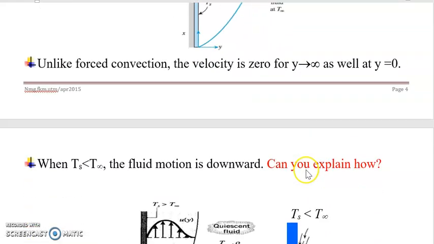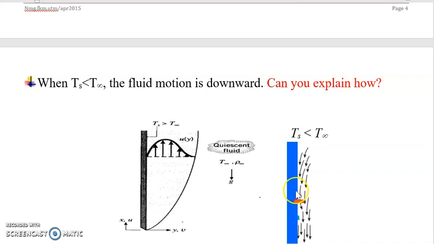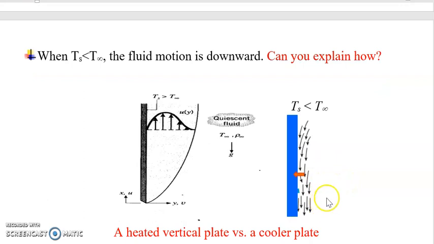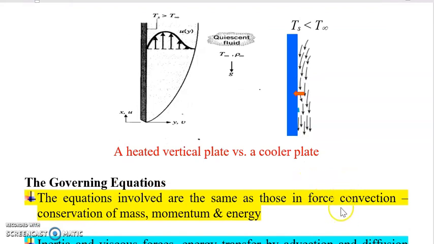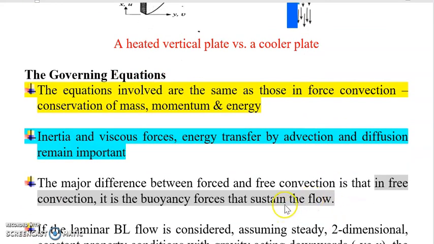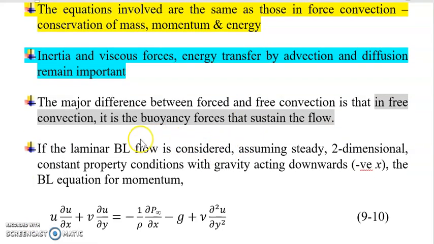Okay. Now, when the fluid temperature is higher than the vertical plate, the opposite happens. The convection current is now downwards. Can you explain how this happened? Okay. So the governing equations are the same as those in forced convection: conservation of mass, momentum, and energy, where inertia and viscous forces, and energy transfer by advection and diffusion remain important. However, in natural convection, it is the buoyancy forces that sustain the flow. In forced convection, it's the external force, like the blades of a fan, that is sustaining the flow of the fluid next to the solid body.